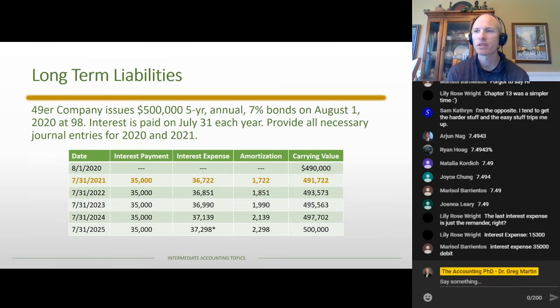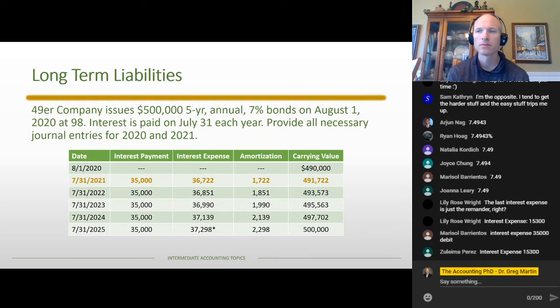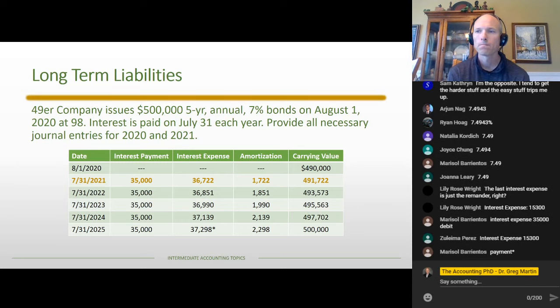Interest expense $15,300. Marisol, interest expense $35,000. Let's see if we have any other. Zuli, interest expense $15,300. Marisol, payment. Now I will say real quick, just to cut that one off, there is no payment on December 31st. Remember, the payment is not made until July 31st. So there's definitely no cash transaction at the end of the fiscal year.